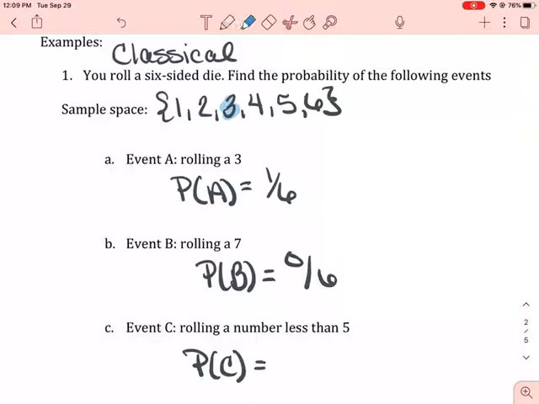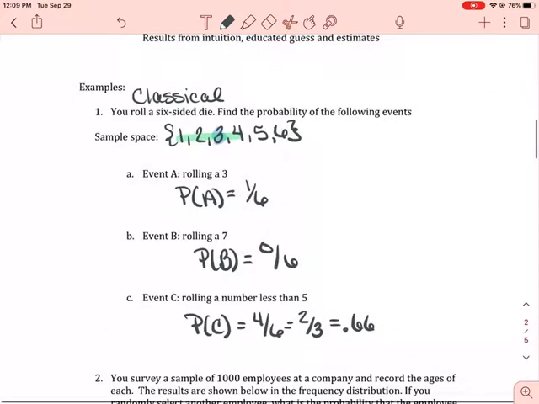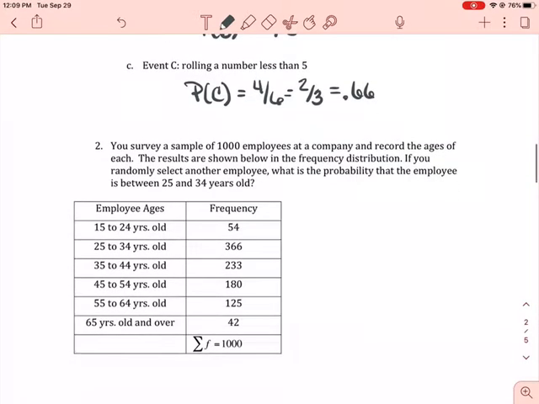Rolling a number less than 5. So less than 5, and we're not including 5, so 4, 3, 2, 1, so there's 4 of those out of 6. You can write that as 2/3. You can write it as 0.66. You can write it as 66%. Any of those are acceptable. Again, that's classical or theoretical because we wrote a sample space and found probabilities based on that.